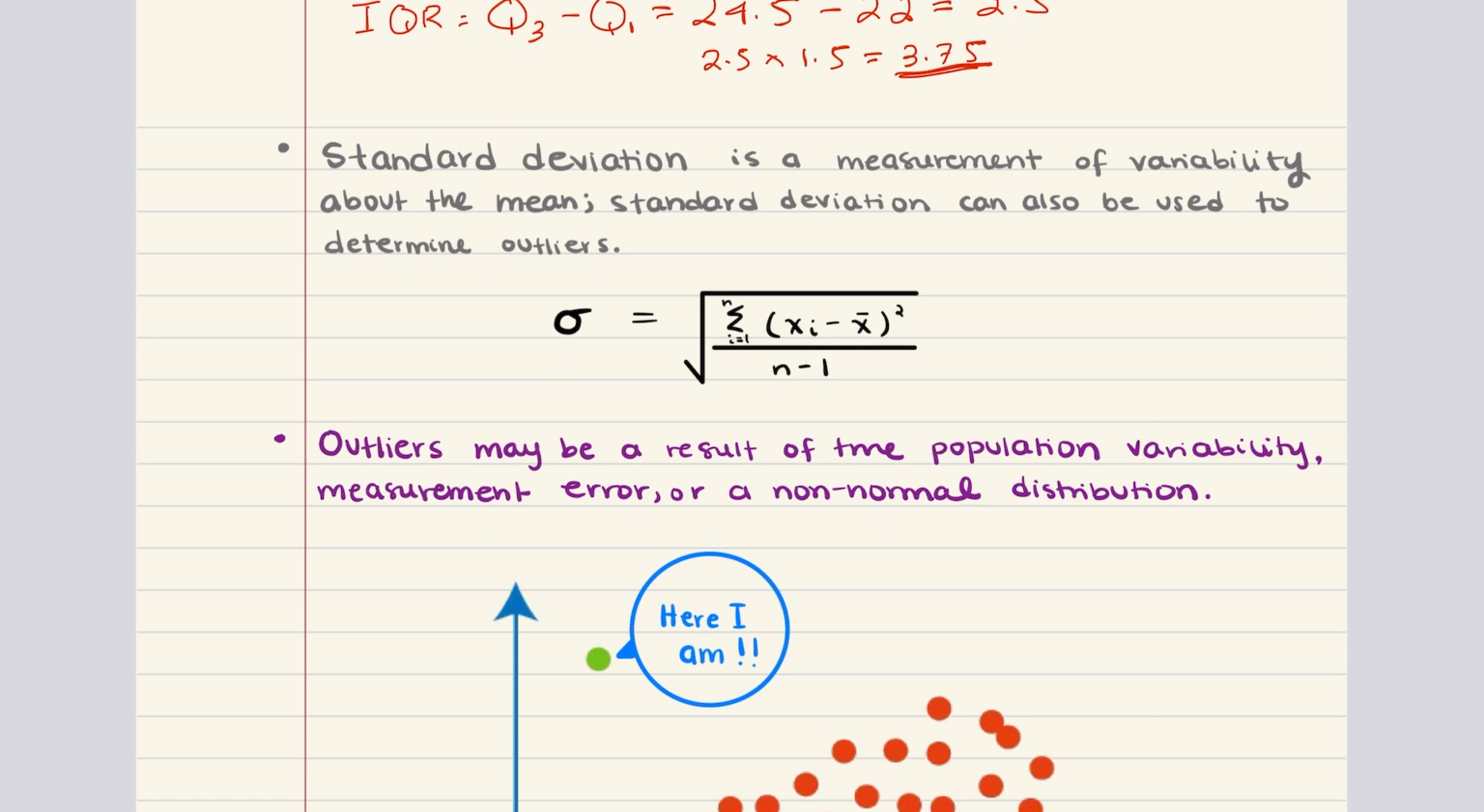Standard deviation is a widely used measure of variability, and it quantifies how spread out the data points are around the mean. Standard deviation is calculated by taking the difference between each data point and the mean, squaring this value, and then dividing the sum of all of these squared values by the number of points in the data set minus 1, and then taking the square root of the result.